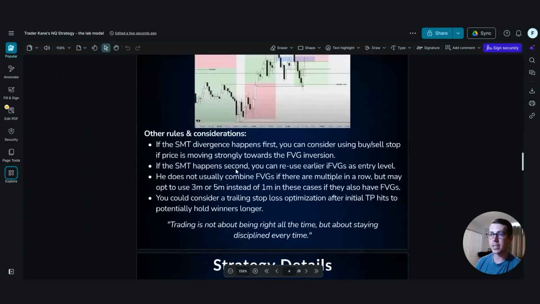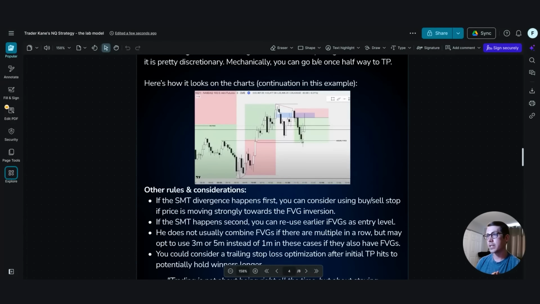So a few other rules and considerations before we look at a few more examples. Like I said, if the SMT divergence happens first and you're seeing a really strong push down, this is a case where maybe you wouldn't have gotten a retest, but you could use a potential stop order if you're seeing price starting to really aggressively reverse. It's something you can consider, and especially do some testing. If you're seeing a lot of trades that you're missing, that might be something to add.